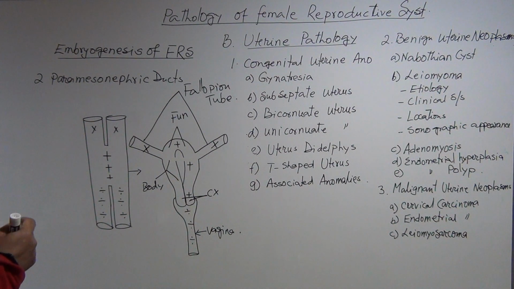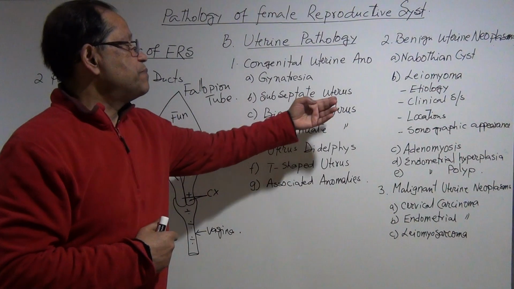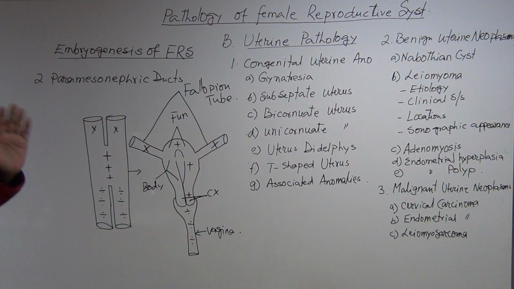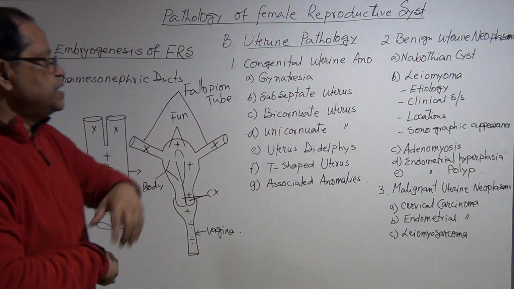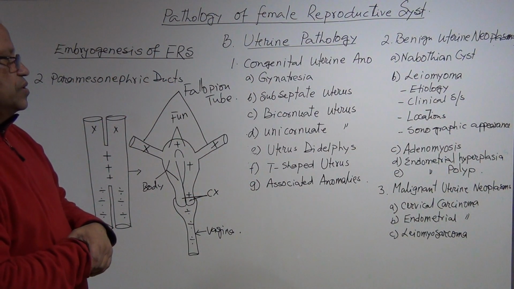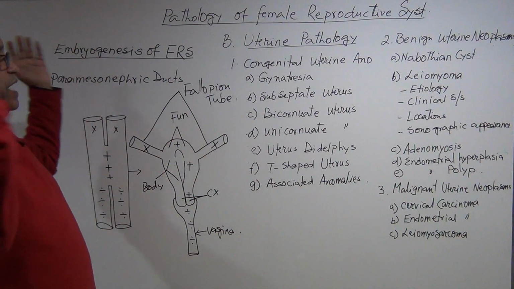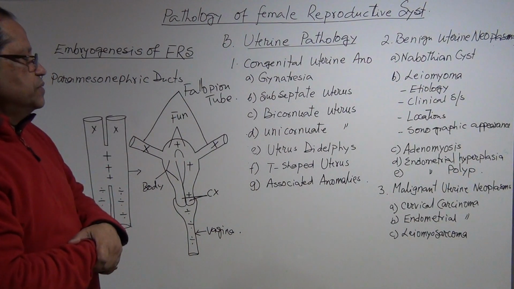That may give you the subseptate uterus. I will draw it, I will explain it. Okay, so in that way there will be bicornuate uterus. That means 2 uterus, 1 cervix.